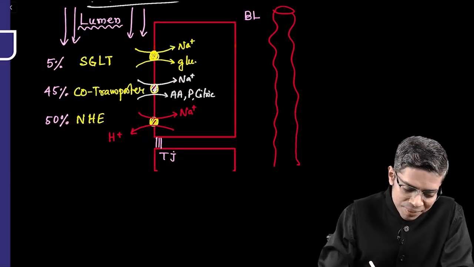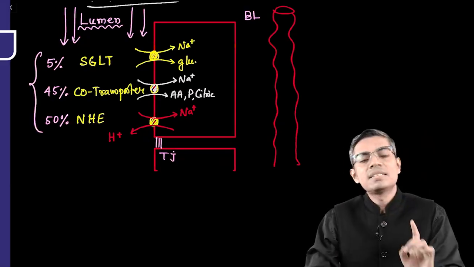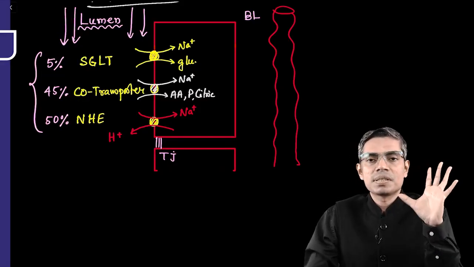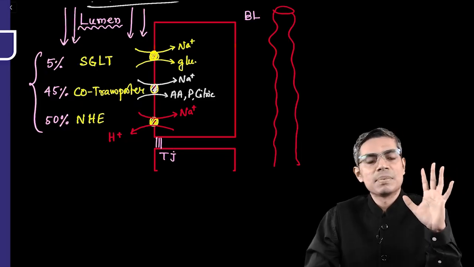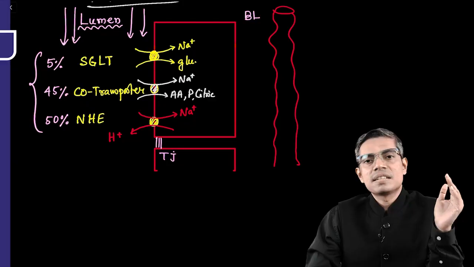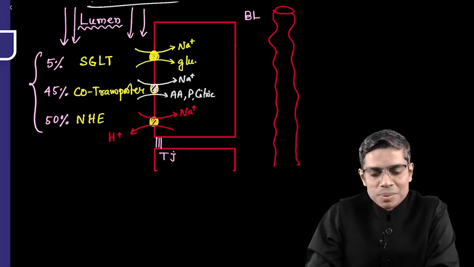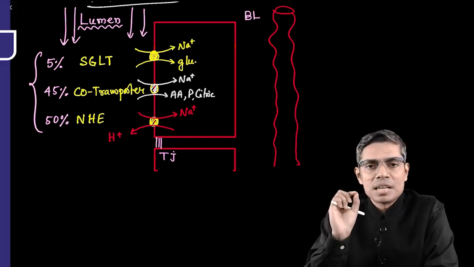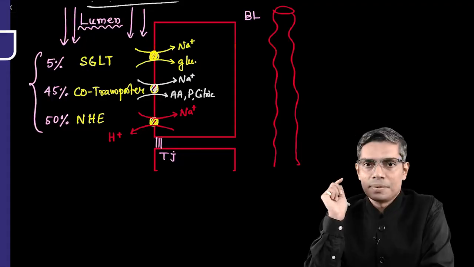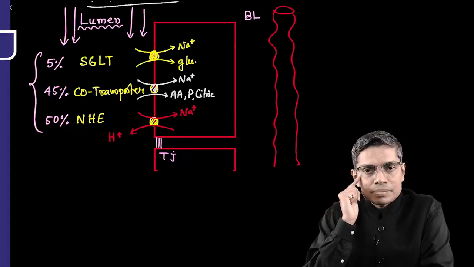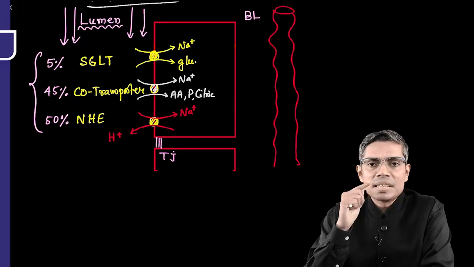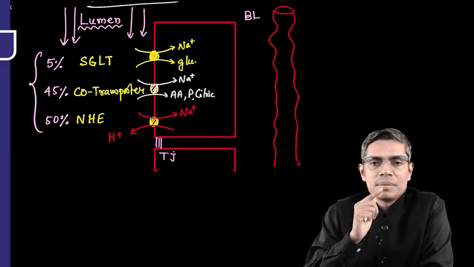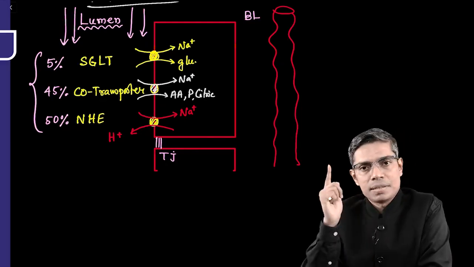Very important concept. SGLT is the transporter which is responsible for glucose absorption. 100% glucose reabsorption is done by SGLT, but that does not mean SGLT is responsible for 100% sodium reabsorption. It is responsible for only 5% of sodium reabsorption from the proximal tubule, right? So now, I hope you are going to remember that NHE is the transporter which is absorbing maximum sodium from the lumen to cells.